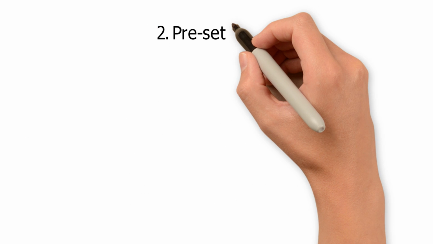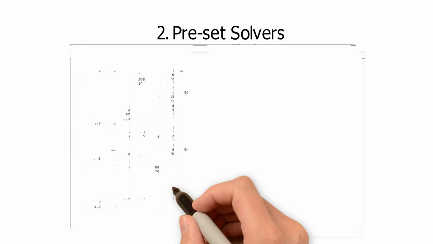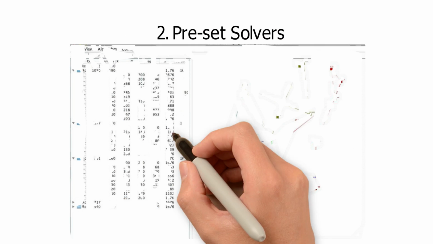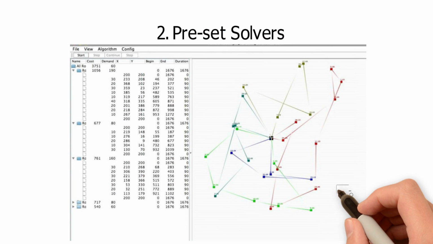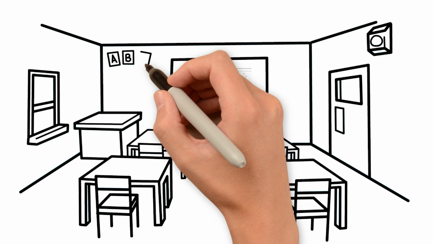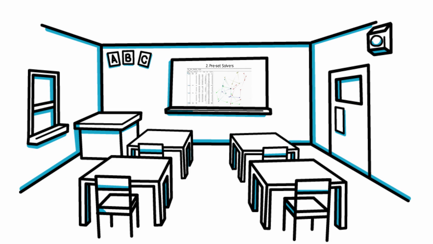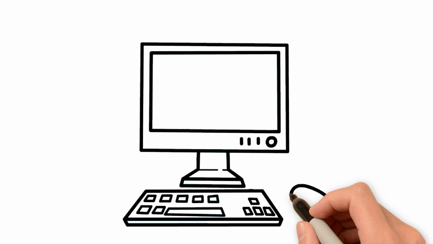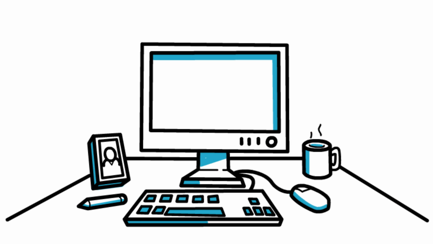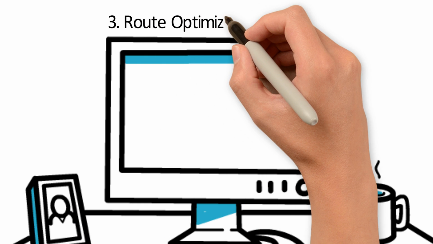Second way is using preset solvers. This can be a little faster, but the problem is those solvers only satisfy 2 to 3 basic constraints. This method can only be applied in academic settings, not the real world. The final and most effective way is utilizing advanced computing power, using route optimization software to be exact.